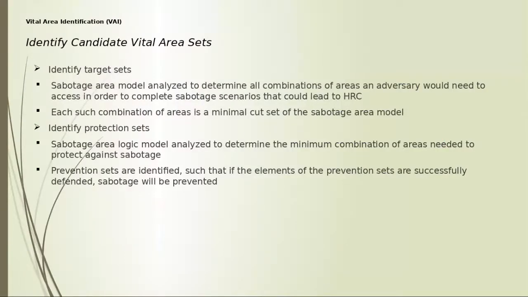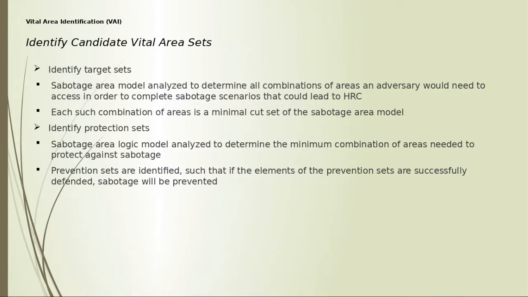So then I identify candidate vital area sets. What you'll find is that this vital area analysis will identify probably dozens of different sets of targets. And what we have to be able to do is identify essentially what really needs to be protected and try to do it in a cost-effective manner. So the sabotage area model is analyzed to determine all combinations of areas an adversary would need to access in order to complete a sabotage scenario. Each such combination of areas is a minimal cut set of the sabotage area model. So from that, we develop protection sets.